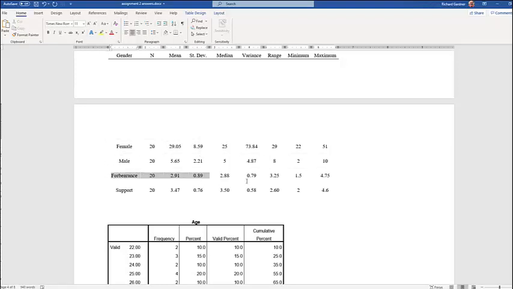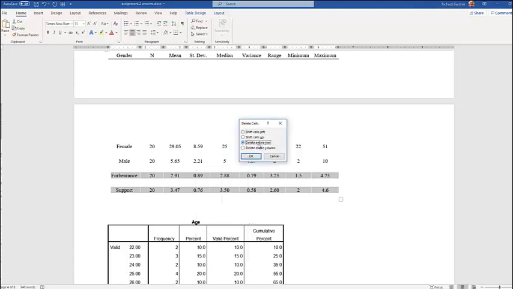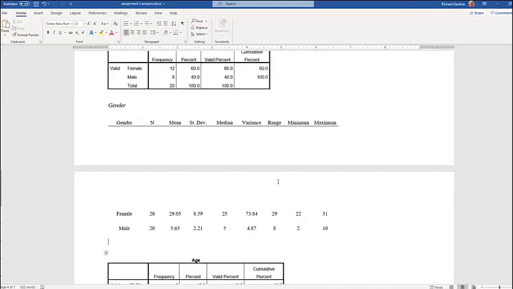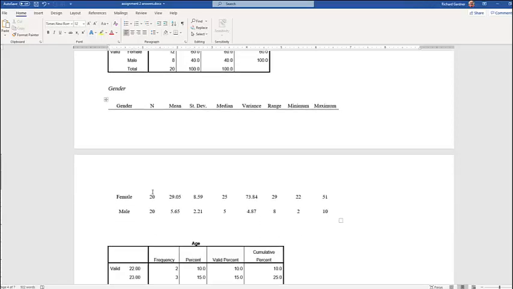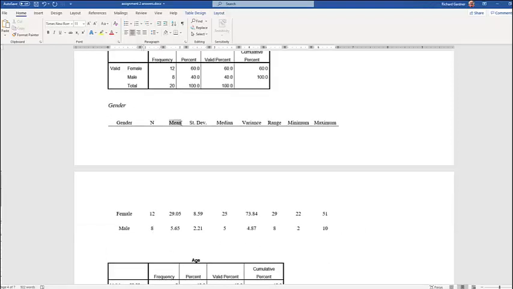And we don't need these two. And we will delete those cells. Delete those cells. We want them rows out of there. And so we want, what do we want? Frequency. That's actually in as frequency, right? So 12 and 8. And percent. So 60 and 40.